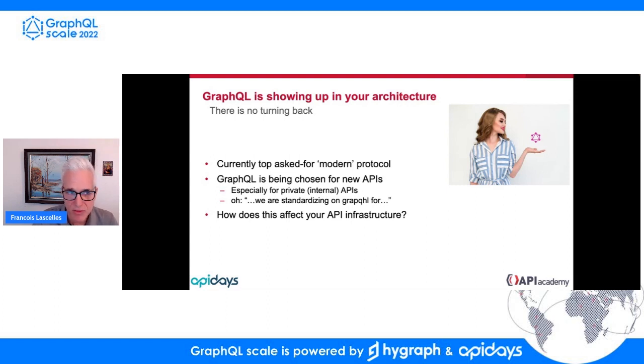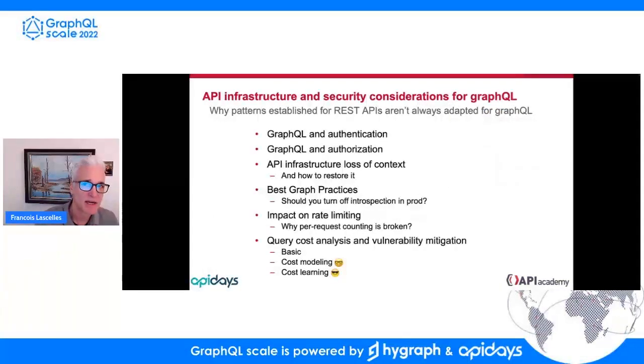We are noticing that GraphQL is being chosen for new APIs at our customers, especially for private and internal APIs at the moment. But we think that's just the beginning. And we overhear customers say things like, we are standardizing on GraphQL for whatever their particular domain of API scope is. So this is something that's definitely currently going on. And the question is, how does the introduction of GraphQL affect your API infrastructure, right?